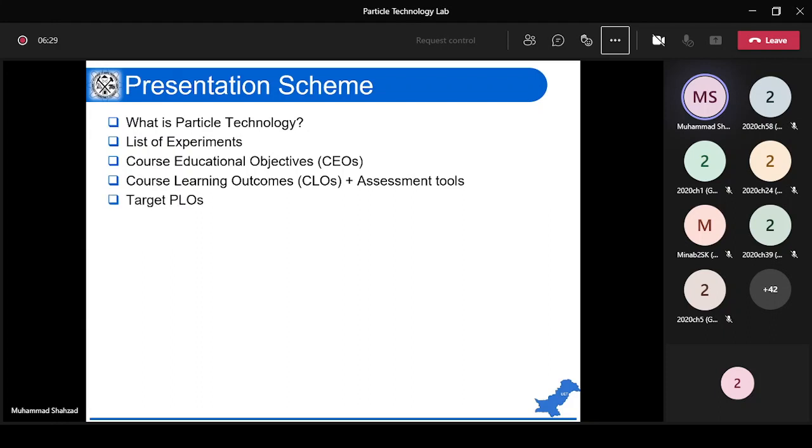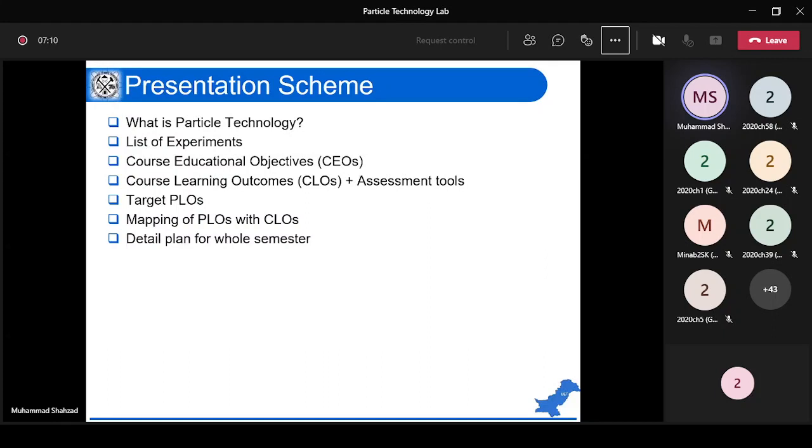And target PLOs, this is just for information, but I think you are already familiar with your program learning outcomes. There are 12 of them, and we will target some of them. No single course can target all the PLOs, so we will target only a few of them. Mapping of PLOs with CLOs is not very important from your point of view, but it is important when it comes to your results uploading through the LMS.